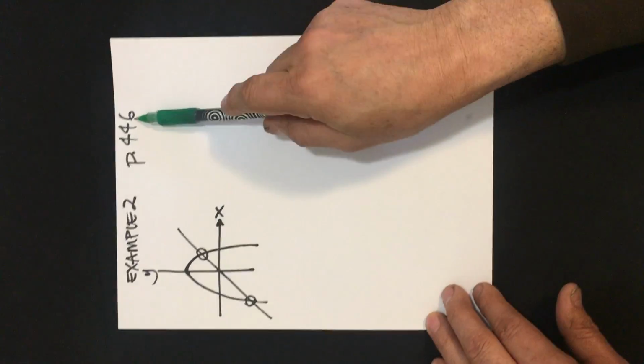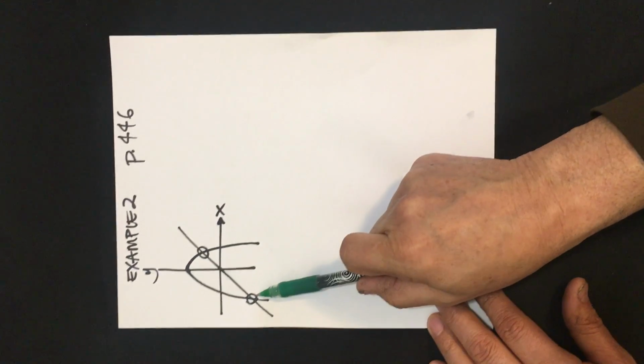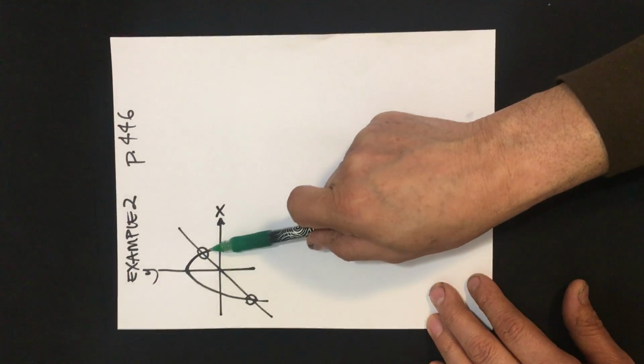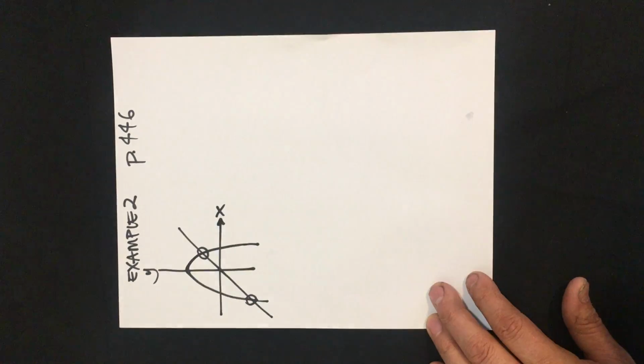Here is example 2, page 446. We have this graph. I put a circle on x a, a circle on x b. I must find these points of intersection by using algebra.